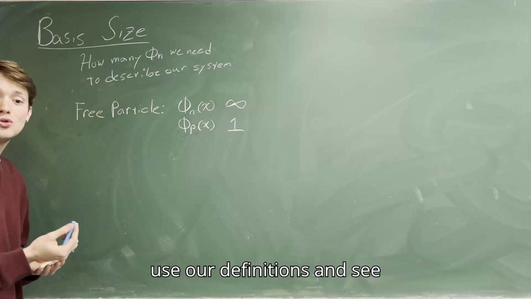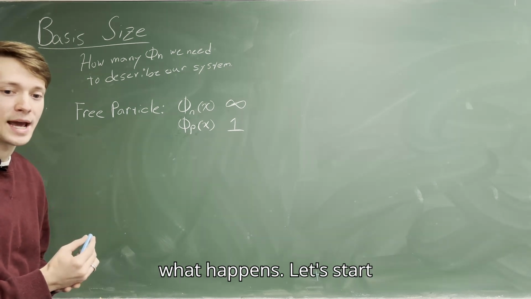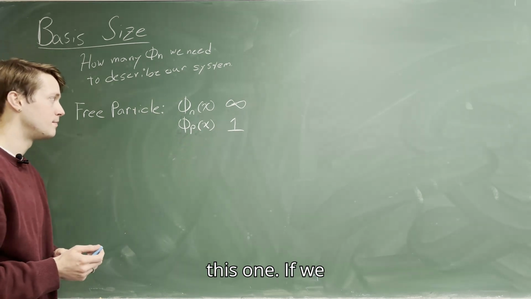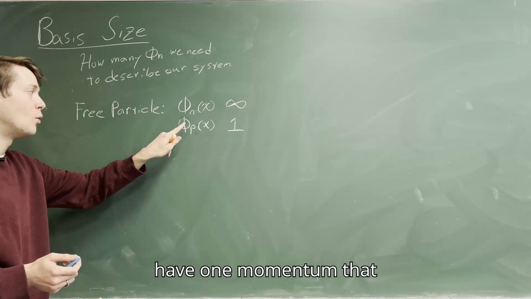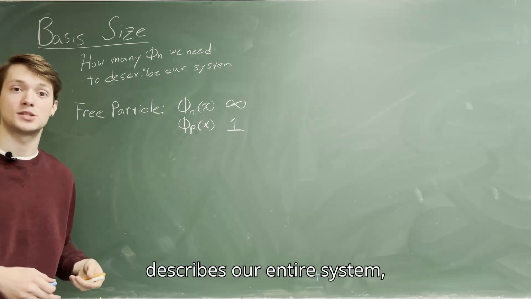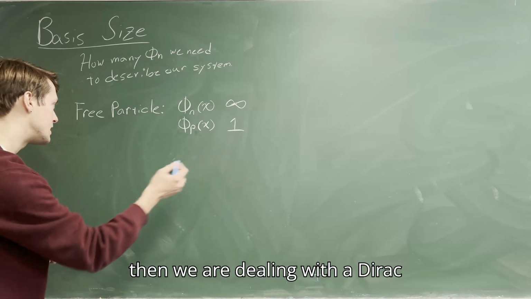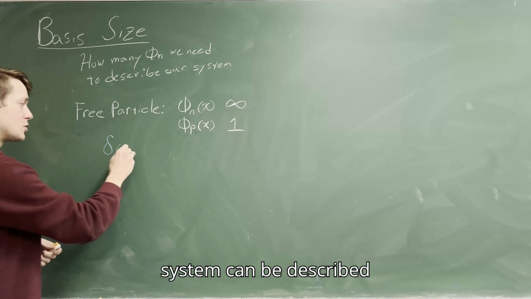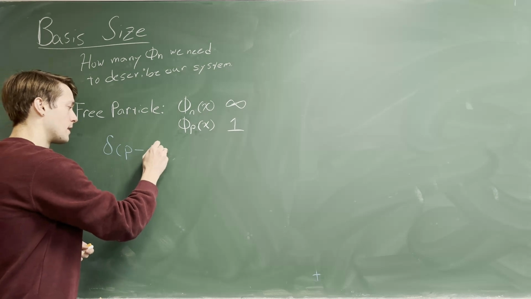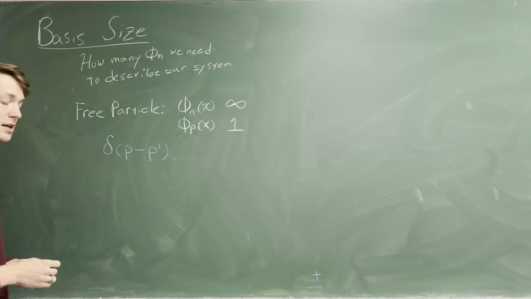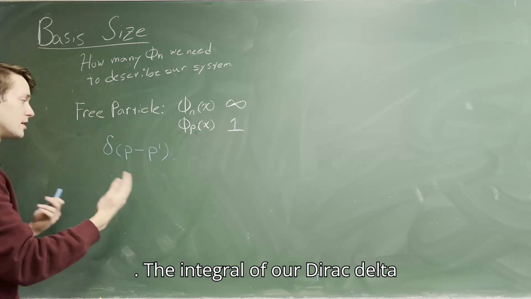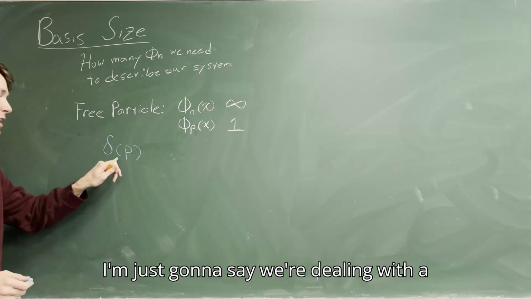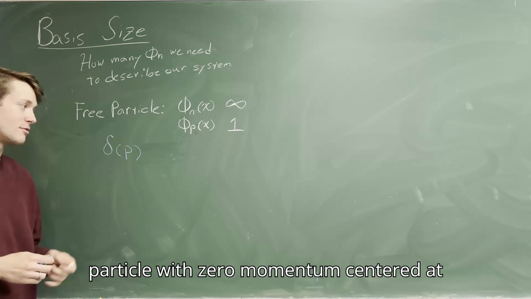So let's use our definitions and see what happens. Let's work backwards through this one. If we have one momentum that describes our entire system, then we are dealing with a Dirac delta. Our system can be described by the integral of p minus p prime, the integral of our Dirac delta times our function. And just to make things a little bit more straightforward, I'm just going to say we're dealing with a particle with zero momenta, centered at zero.